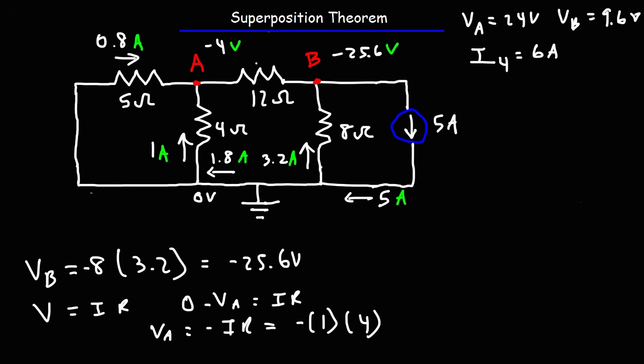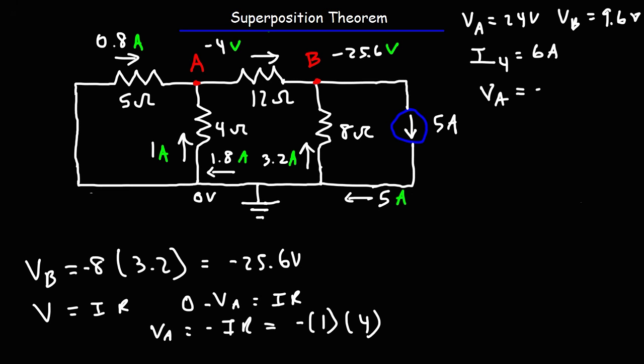Now the current through the 12 ohm resistor is going to be in this direction. It's going to flow from A to B because A is at a higher potential than B. A is less negative. Now if we want to calculate the current flowing through the 12 ohm resistor, it's simply the sum of these two currents. So it's 1.8. But we don't need that. But let's write down the information for the second part of the problem.